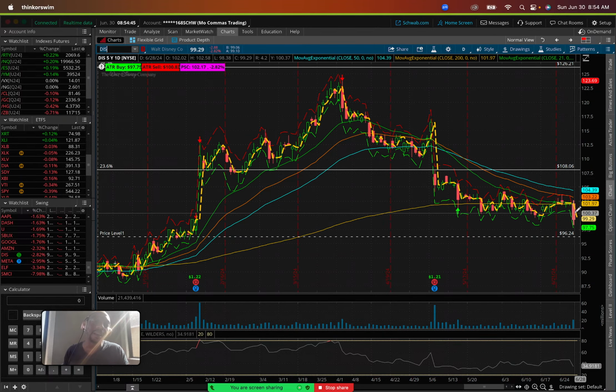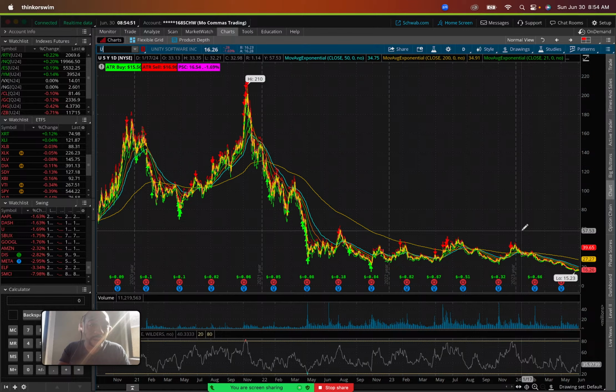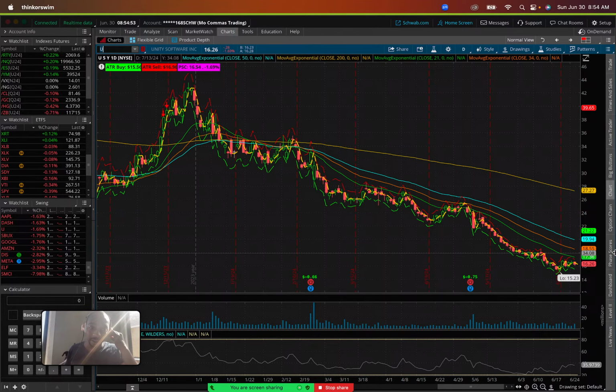It is kind of sideways. I wish I could find a better example of something that's been going down, like Unity. Let's go. There we go. Let's look at Unity, right? That's a clear downtrend. There's no sideways action in this. We just keep going down on Unity, right? So here we have a clear downtrend.